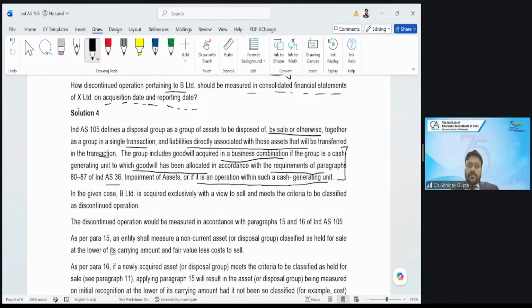In the given case, B Limited is acquired exclusively with a view to sell, and it meets the criteria to be classified as discontinued operation, right? The discontinued operation will be measured as per Ind AS 105, that is the carrying amount or the fair value less cost to sell on the date of the classification, whichever is lower, right? So entity shall measure the non-current assets or the disposal group classified as held for sale at the lower of its current carrying amount, number one, and the fair value less cost to sell, number two, whichever is lower, right?